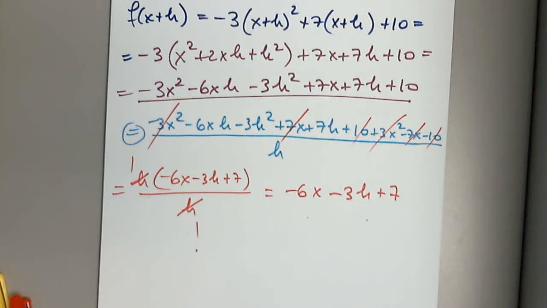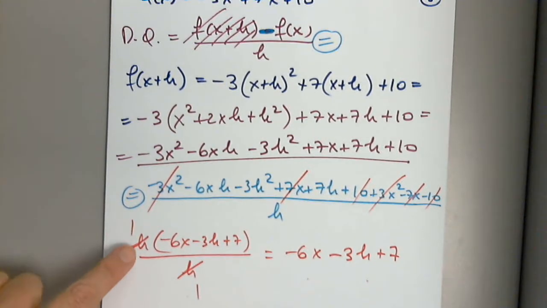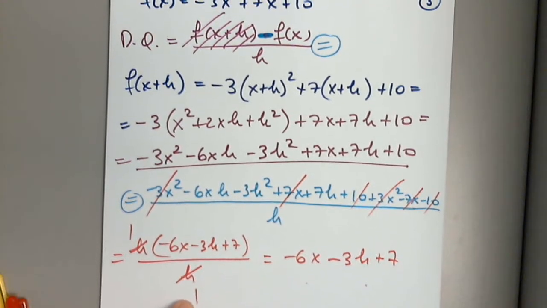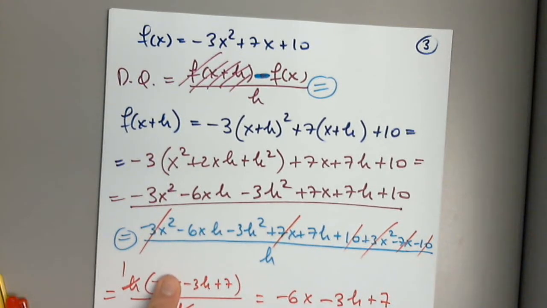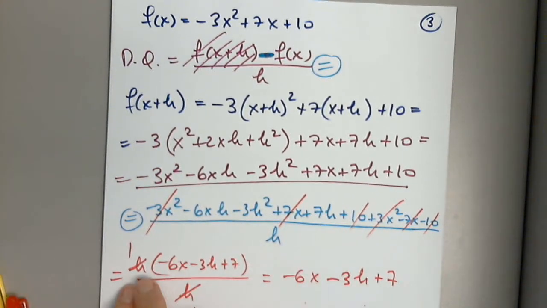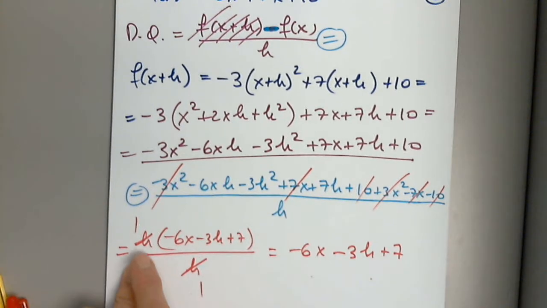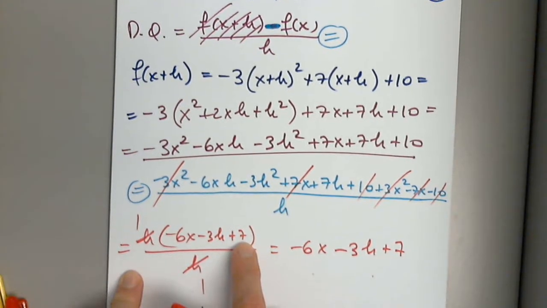How'd you get rid of the h? I simplified this h by h and I got 1, and this h in the negative 6xh when you brought it down. And then how'd you get rid of the h in the 7? Yes. h times negative 6x is negative 6xh. h times negative 3h is negative 3h squared. And h times 7 is 7h. So we pulled out the h because we needed to simplify h by h. So then the final simplified form is exactly what I have in parentheses.